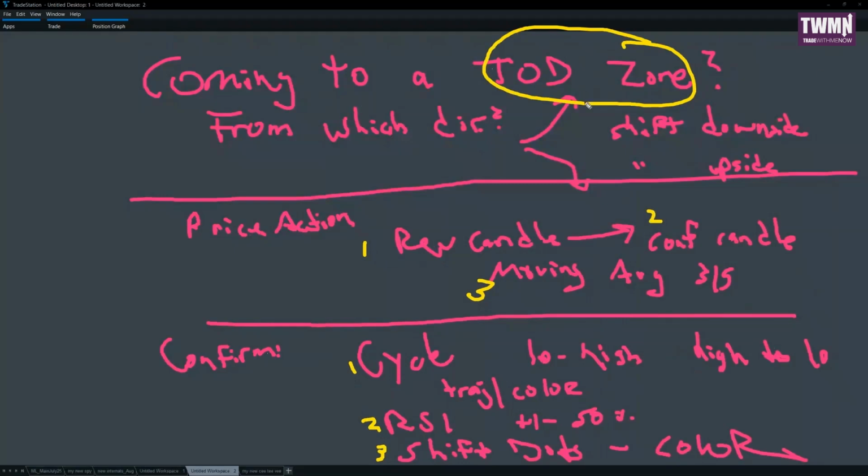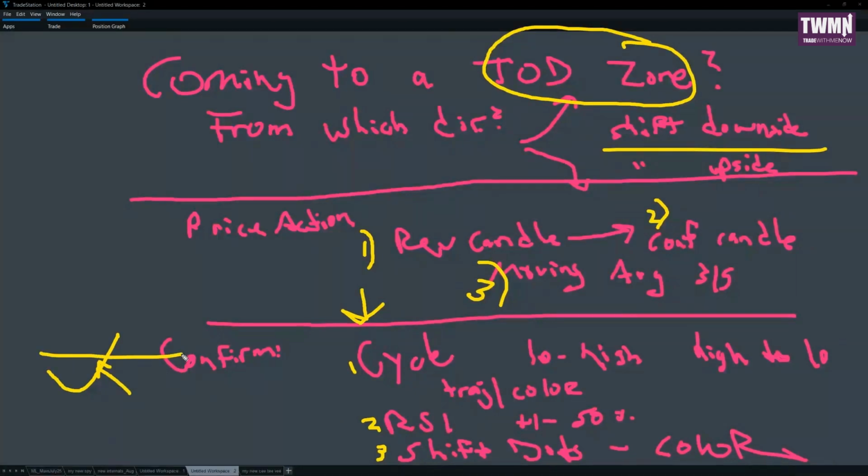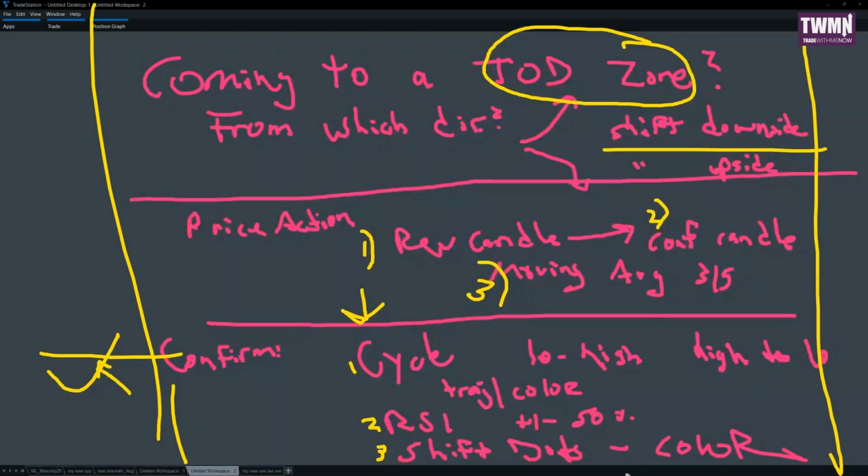Coming up to a time of day zone, from which direction? Then you know which way we're looking for the shift. Wait for price action. Number 1 gets the reversal candle, confirmation candle. Wait for the moving averages to cross, and then confirm with 3 indicators. The cycle, you want the cycle to be turning and changing color. You want the RSI above 50%, and you want the dots all one color. Everybody clear? It could not be more simple than this.